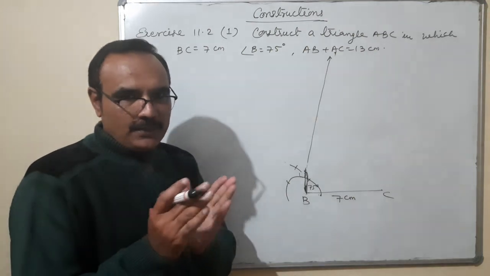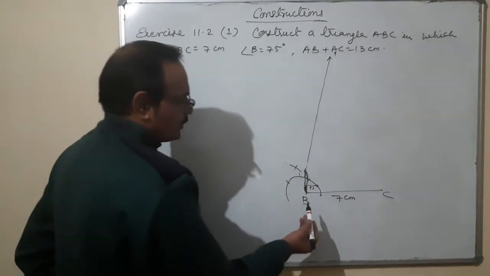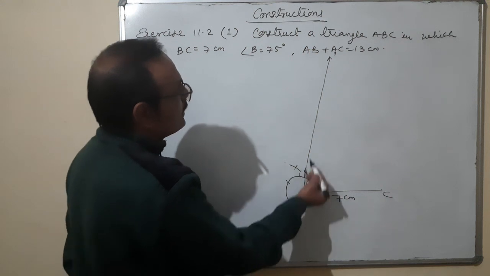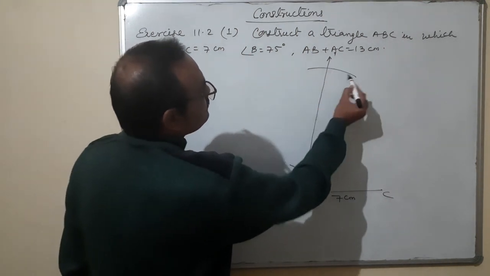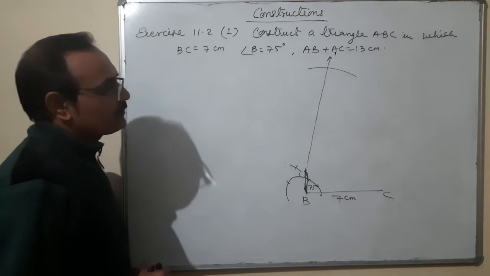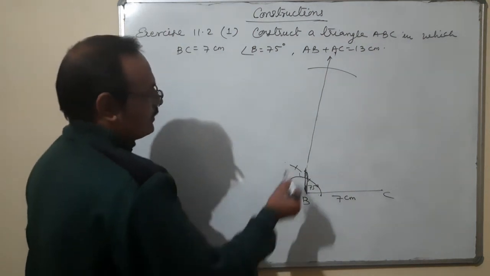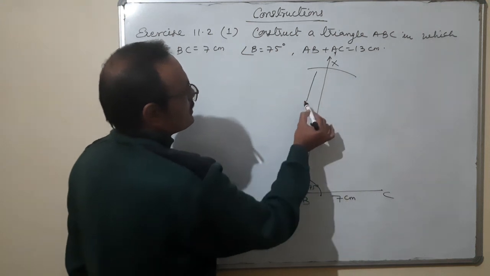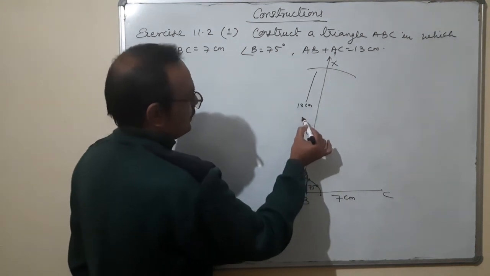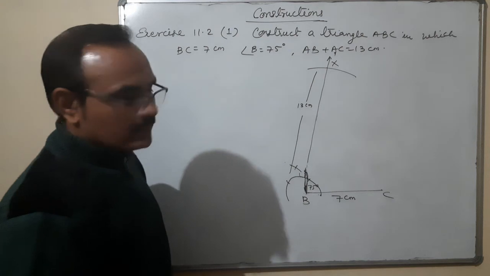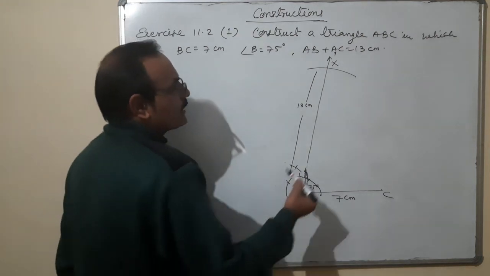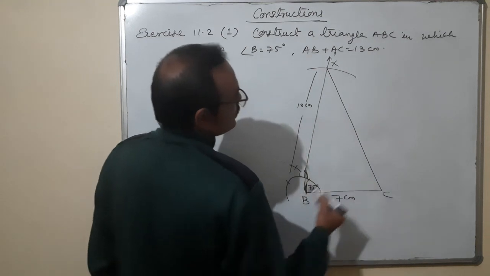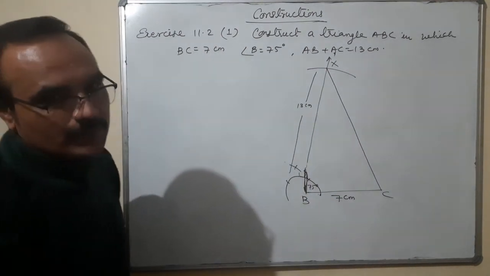So you will add AB plus AC, 13, with B as a center, taking a radius of 13 centimeter, and cut an arc. This point is given the name, suppose it is X. This is 13 centimeter. After that, with the help of a ruler, join X to C.